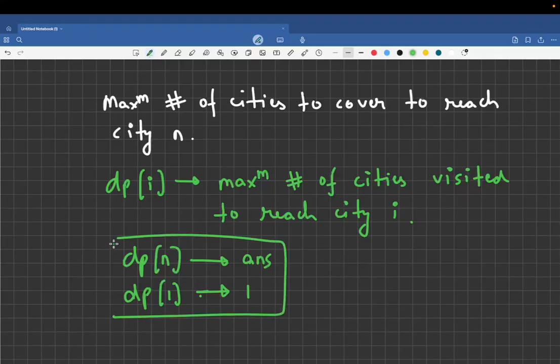Can I say these two things? Right? Okay. So we have already defined the state. We have already defined the base cases. How do we actually write the transitions?